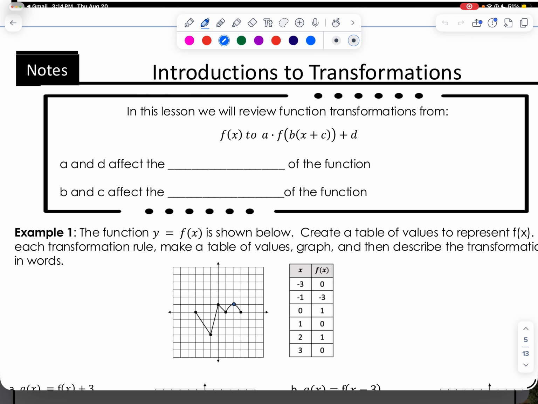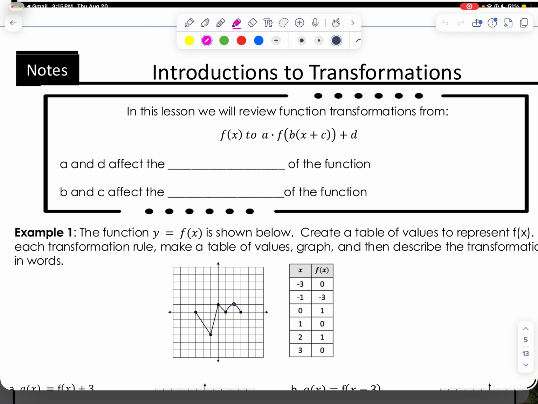In today's lesson, we will be exploring function transformations. Now, many of these transformations you'll have seen in previous courses, and some of this may be new. So, in this lesson, we're going to review functions that go from f of x to a times f of b times the quantity x plus c, plus d.